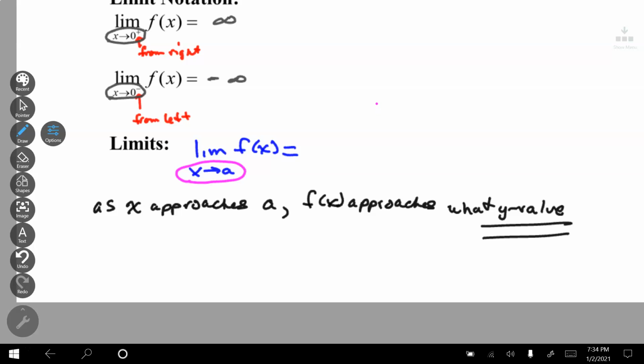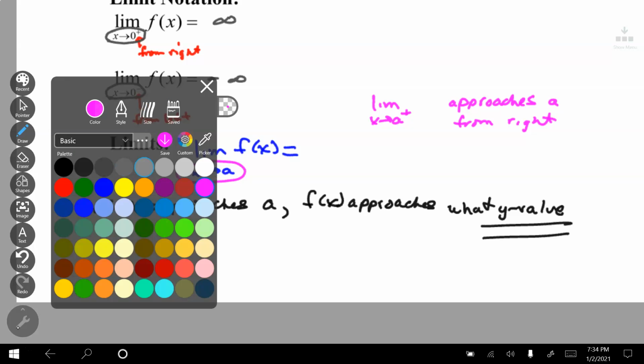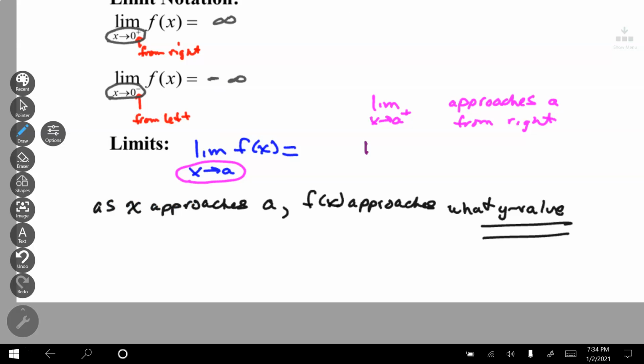So we could also talk about the limit as x approaches a with a little plus sign, and that's x approaches a from the right. Or we could talk about the limit as x approaches a with a little negative sign. That means x approaches a from the left side. Okay, it doesn't mean go left, it means approach it from the left.